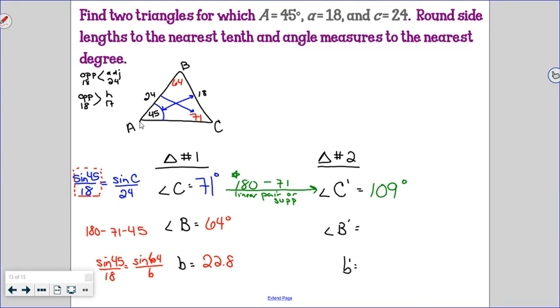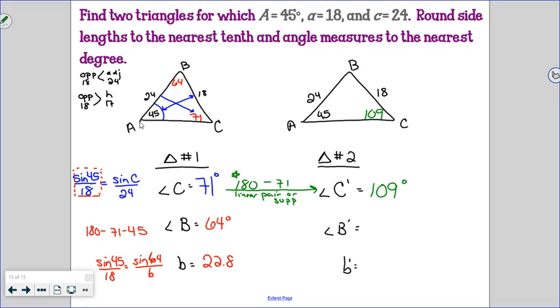22.8? Good? Okay. Now, here's what confuses people. Remember that in triangle 2, what we started with was this information. A 45-degree angle, a side of 18, and a side of 24. Guys, that is not changing. That is still true. What's different is on this one, we got angle C to be 109 degrees instead of 71 degrees. Okay? But now we just proceed like normal.